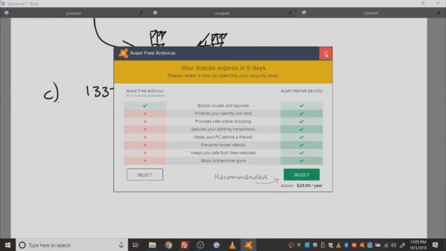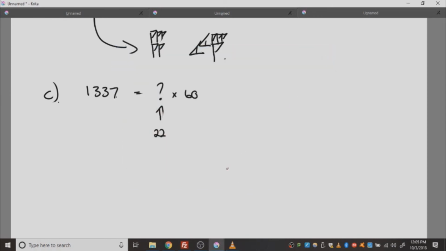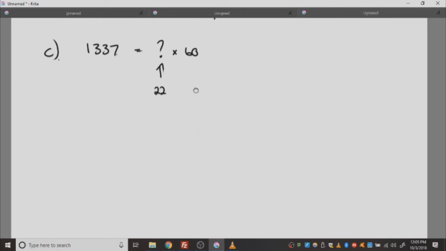Whoa, whoa. Not paying for antivirus, are you kidding? That's not going to happen.